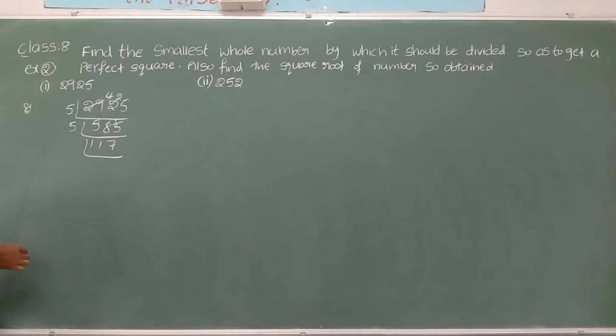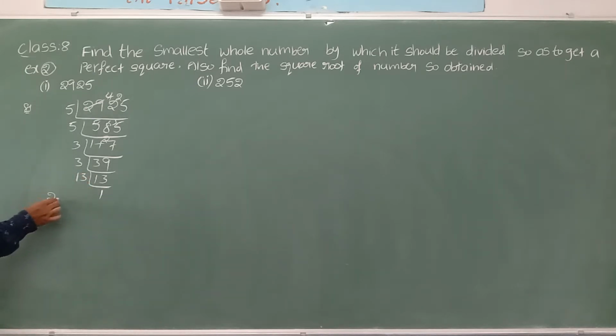1 1 7. 2 table not possible. 3 plus 1 plus 1 plus 7 is 9, so 3 table possible. 3 3s are 9, 10, 11, 2 left. 27, 3 9s are 27. 3 plus 9 is 12, again 3 table possible. 3 1s are 3. 3 3s are 9. Again 13 itself is a prime number. We can write 13 1s are 13.